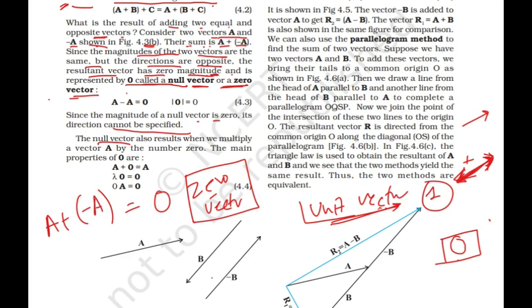The null vector also results when we multiply a vector A by the number 0. Yes, the main property of 0, that means the null vector, is that when you add it to a vector, it gives the same vector.